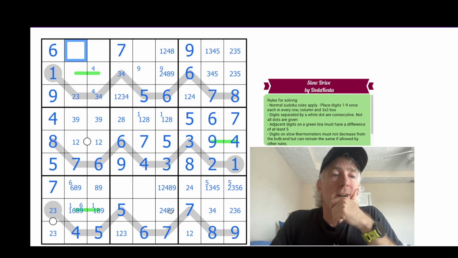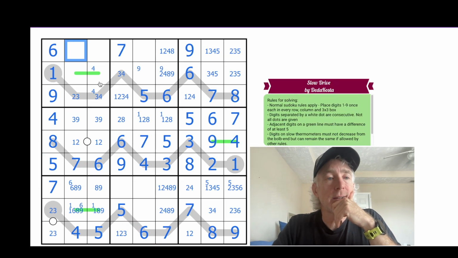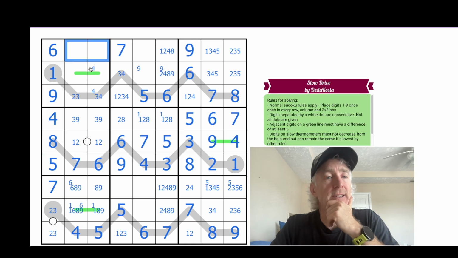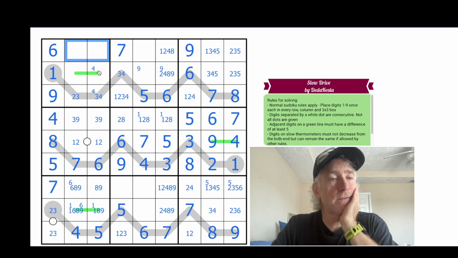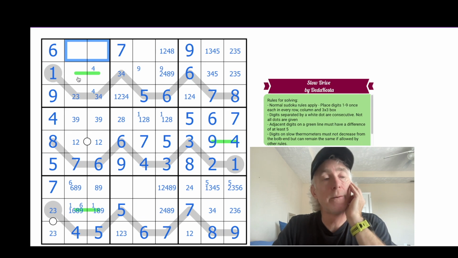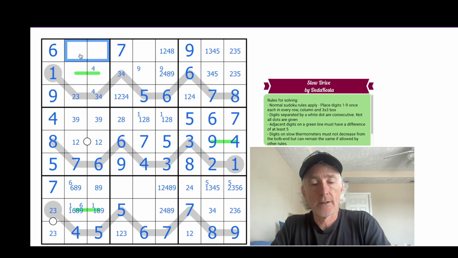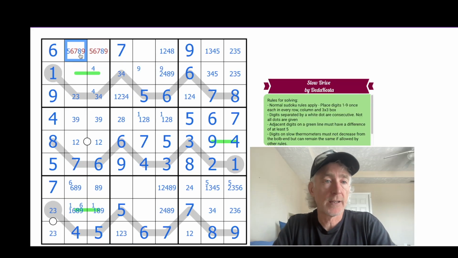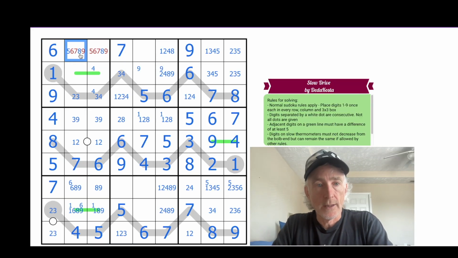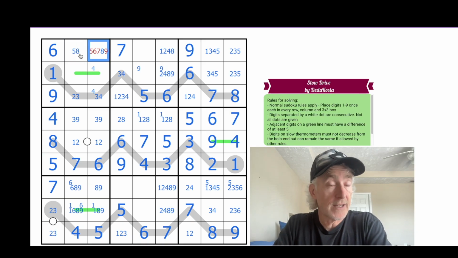All right, let's go up here. We need, what is this? This might be restricted because 1, 2, 3, 4 are all going to be in here somewhere. So we need a 5, 6, 7, 8, 9 for the box. So obviously not 6, 7 here, not 9. That's just 5, 8. This is just 8.